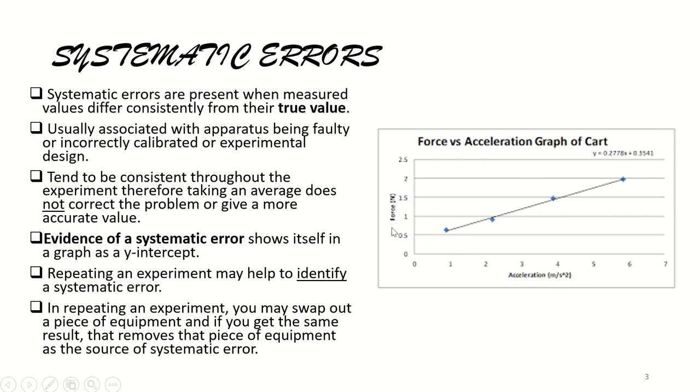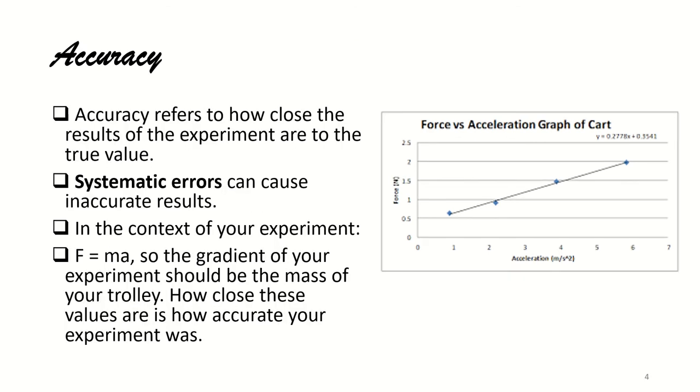So if you think about it, how can there be a force acting on the trolley but not causing it to accelerate? I'll let you think about that. But yes, there is a systematic error. There's some force acting on your trolley that's not causing it to accelerate. Basically, accuracy is how close you are to the true value, and systematic errors cause inaccurate results.